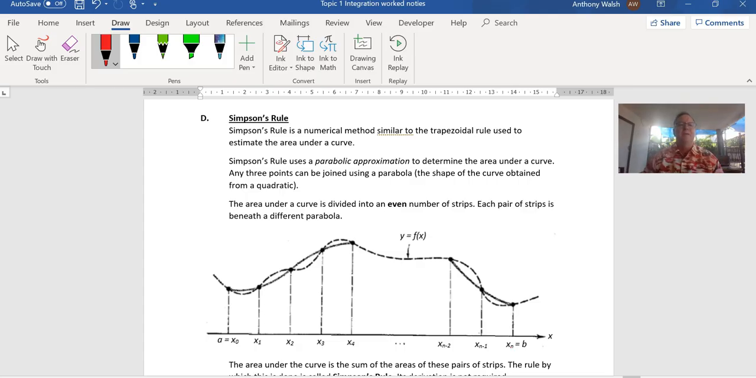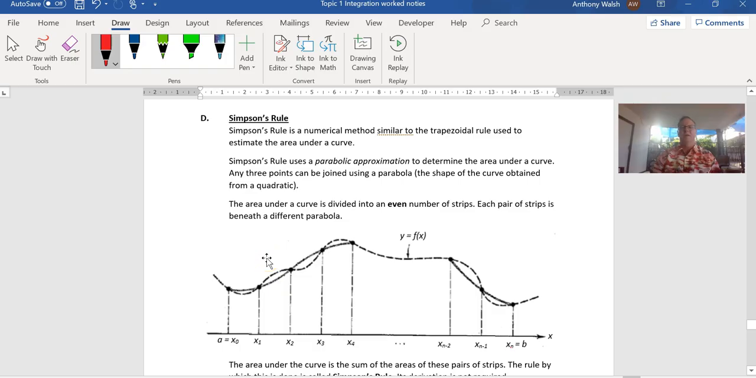In a similar way, there's what we're about to talk about, which is called Simpson's rule. Now, Simpson's rule doesn't break strips under a function into trapeziums, but it does something similar. What it does is it takes 3 points on a function at a time. Now, any 3 points anywhere can be connected by a parabola. So Simpson's rule uses parabolic approximation to determine the area under a curve. You take 3 points and find a parabola between them.